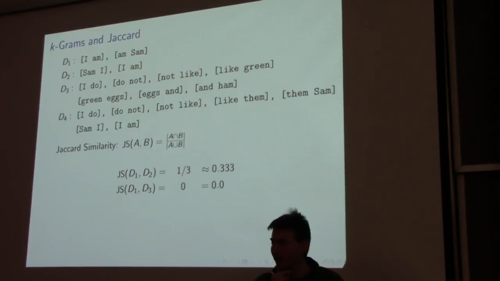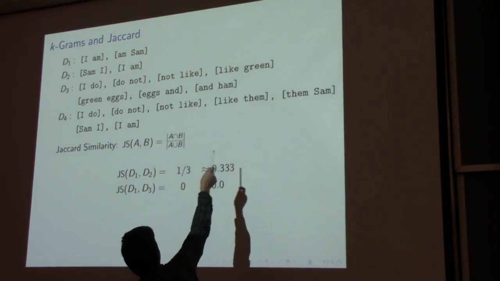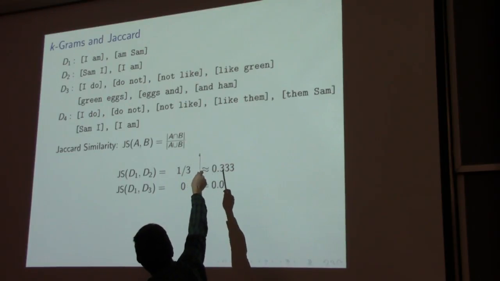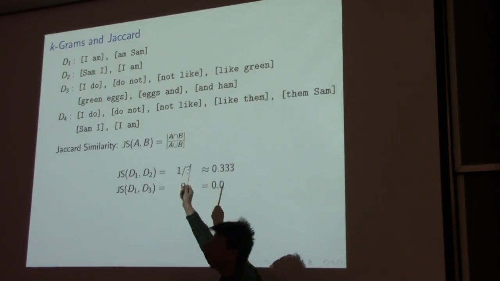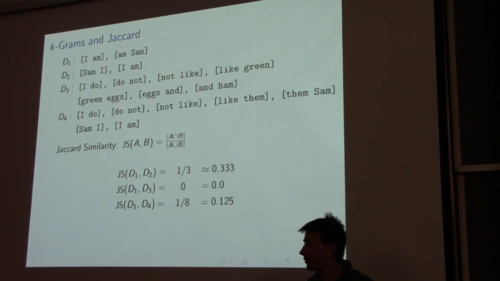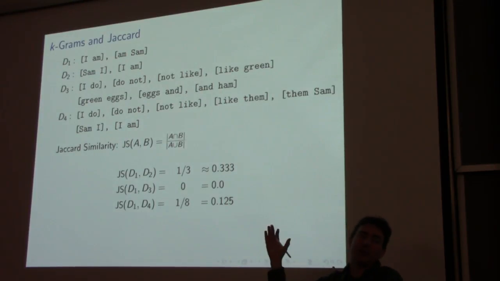It's 1/8, right? "I am" is repeated, and there's 7 on the bottom sets and 2 on the top with 1 intersection. So the union is going to be size 8. It's going to be 1/8. Right, so this says that D1 and D3, I don't see any similarity.